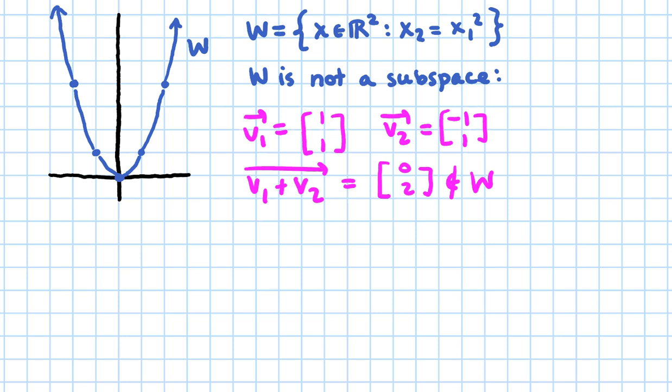And I could also say that if V1 is equal to (1, 1), then 3 times V1 is equal to (3, 3). And that is not a vector where the second component is the square of the first. It would need to be (3, 9). So this is another reason why this is not a subspace. It's neither closed under addition nor closed under scalar multiplication. It would need to be both in order to be a subspace.